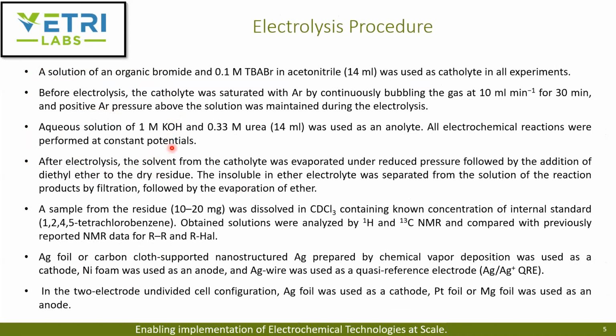Then an aqueous solution of 1 molar KOH with 0.33 molar urea, with a total volume of 14 ml, was used as an anolyte. All these electrochemical reactions were performed at constant potentials that they saw in their CV. After electrolysis, the solvent from the catholyte was evaporated under reduced pressure, and then they added diethyl ether to the dry residue. The electrolyte, insoluble in ether, was separated from the solution of the reaction products by filtration, followed by the evaporation of the ether.